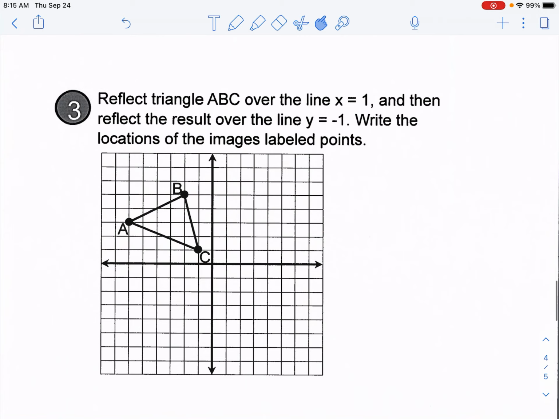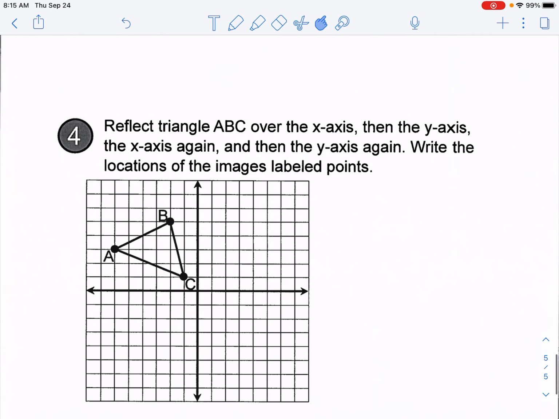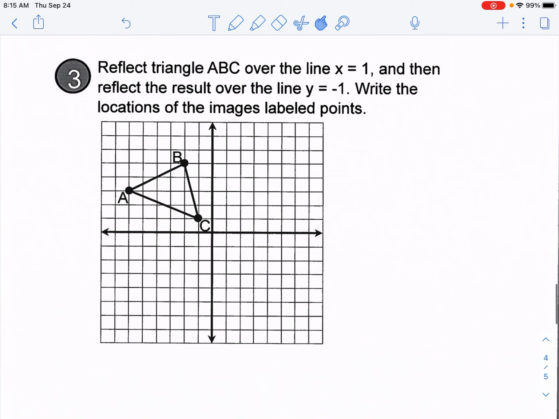All right, let's do number 3. Number 3 will be the last one we do. We won't look at 4 because we're not going to have you do more than 2 things to a graph. Number 4 is a little extreme. So let's look at 3.